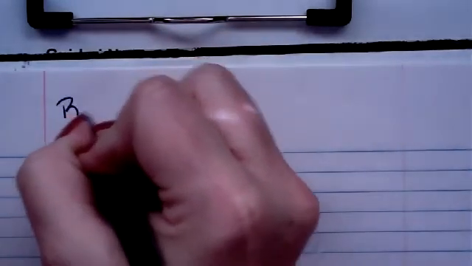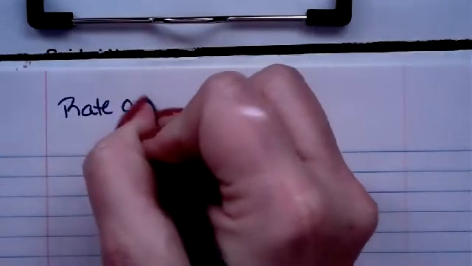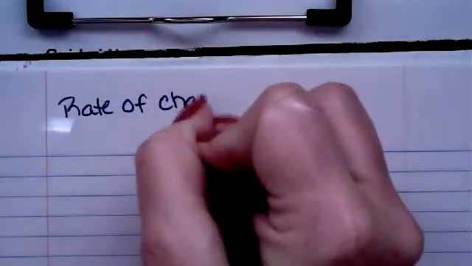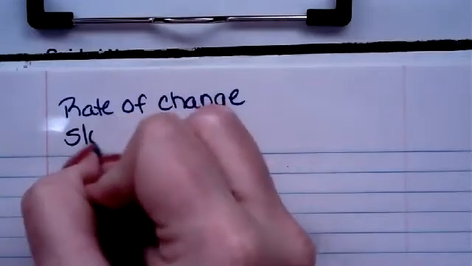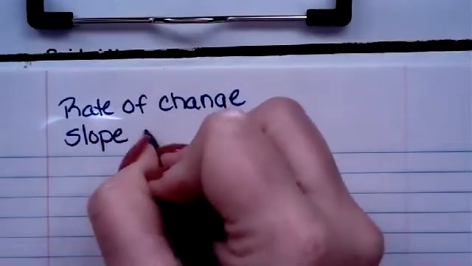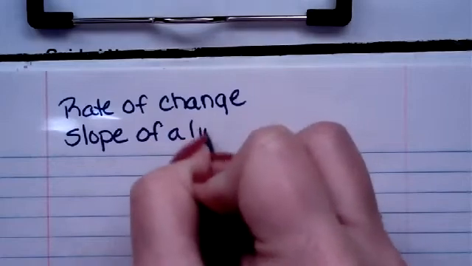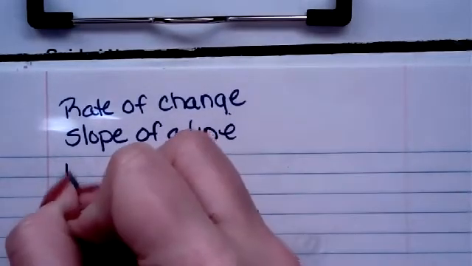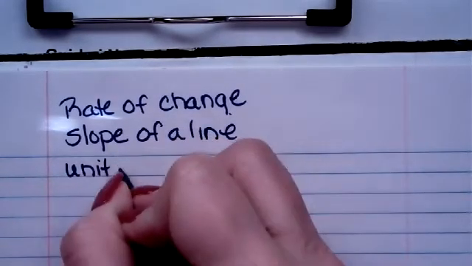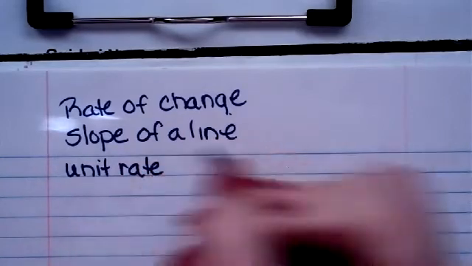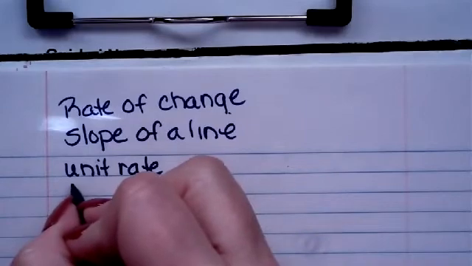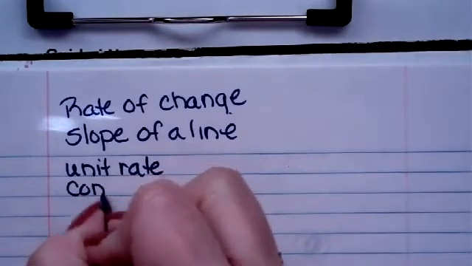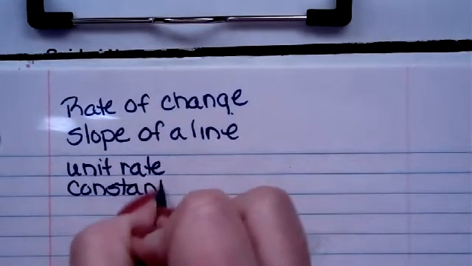We have talked about rate of change being the same thing as the slope of a line. Some people will refer to it as the unit rate. It can be at times the constant of proportionality.